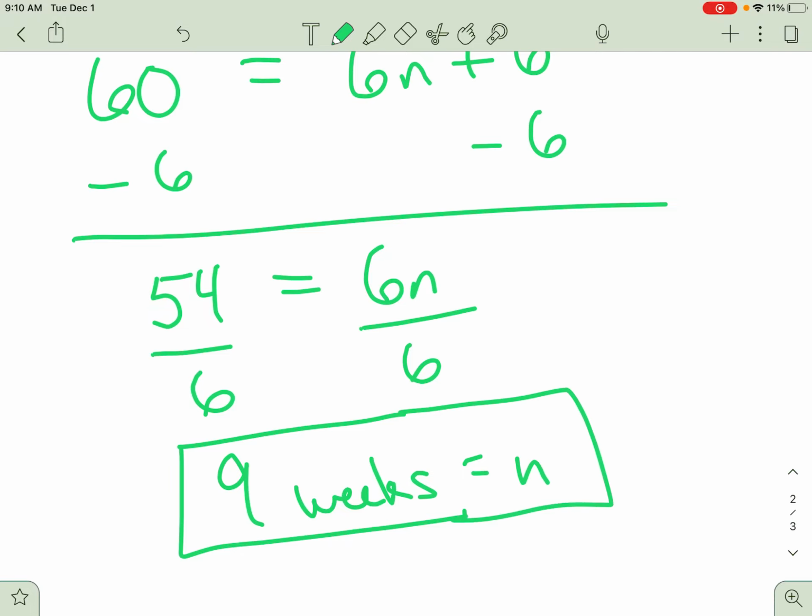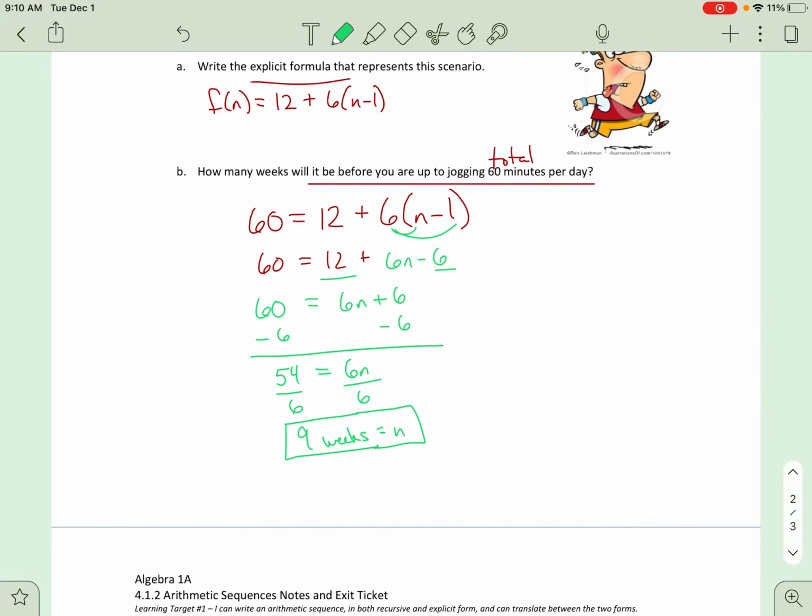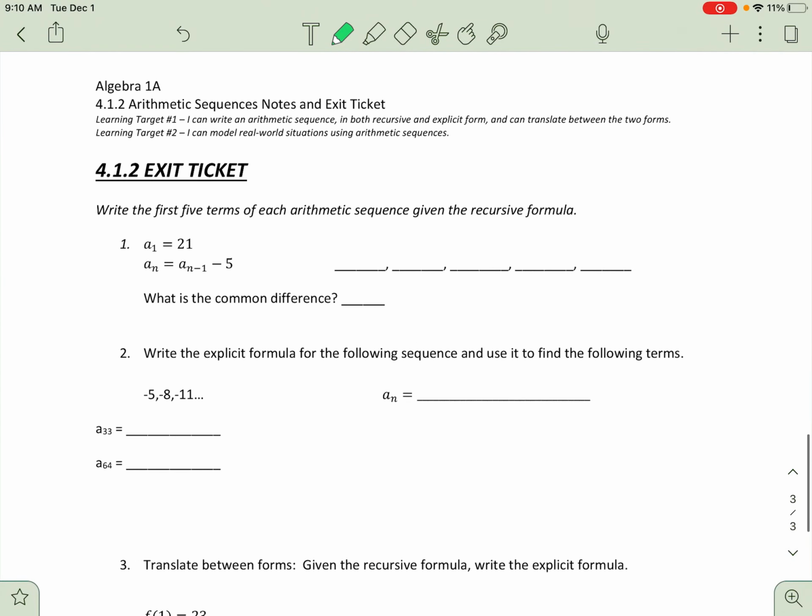Now, I'm just telling you, I would not jog 60 minutes because I don't like running. So, there's that. All right.